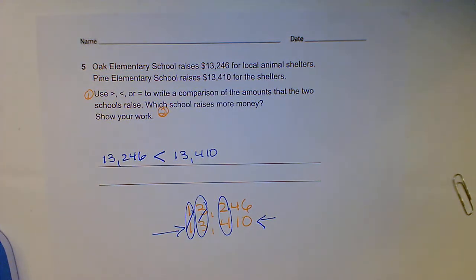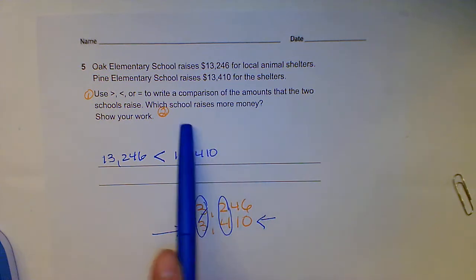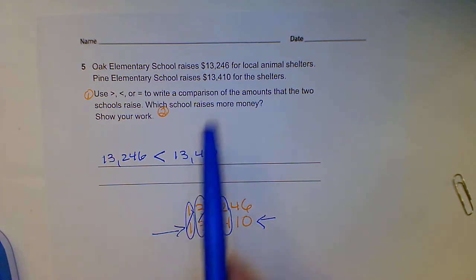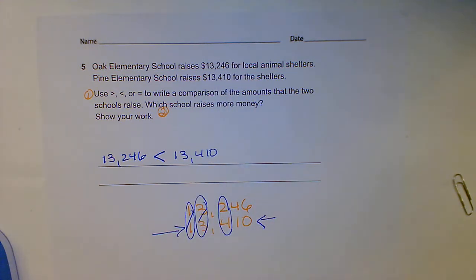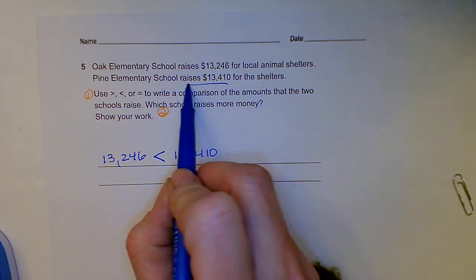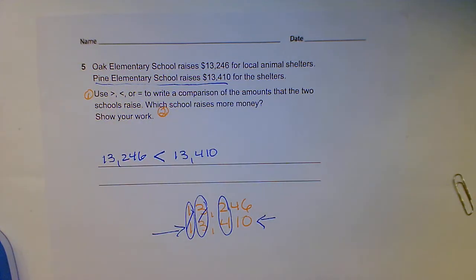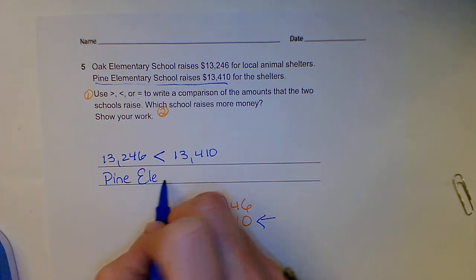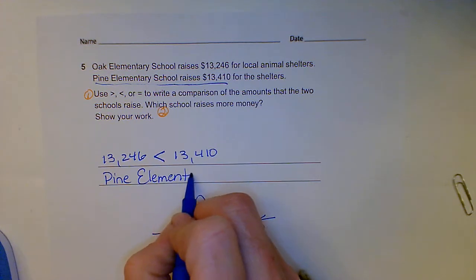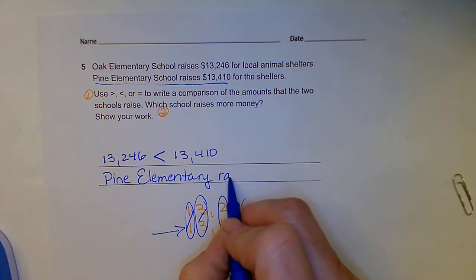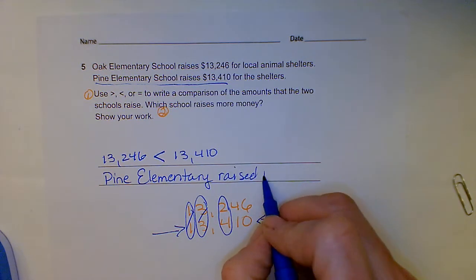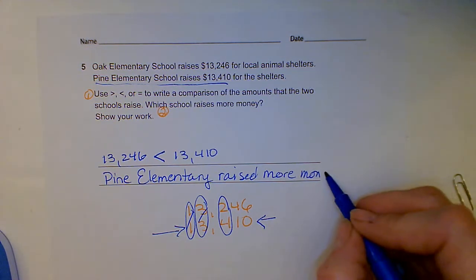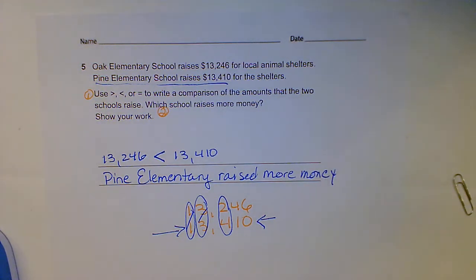So now it says, which school raises more money? That was the second piece of this. Well, whoever raised the 13,410 earned more money. And who was that? Well, here's that 13,410. It was Pine Elementary, so I need to write that. Pine Elementary raised more money. There we go. All right.